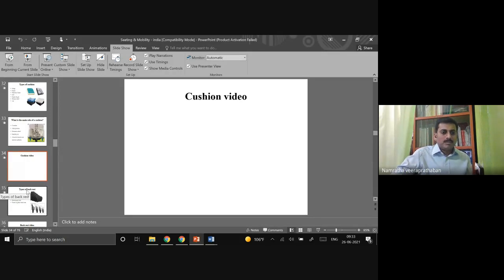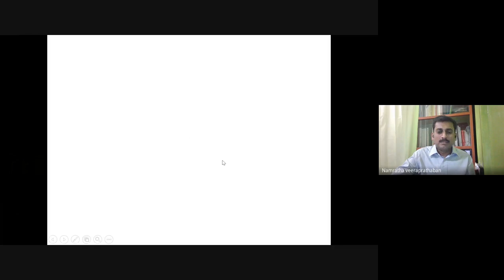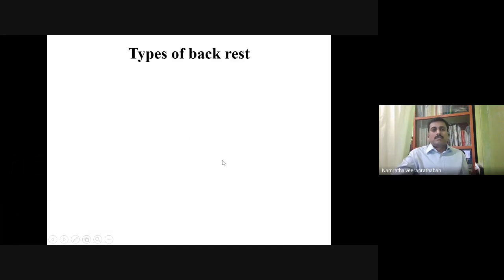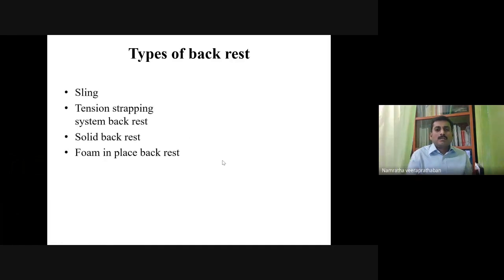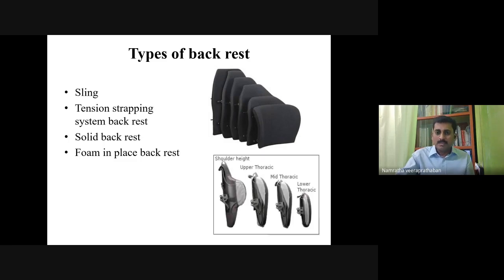Now, let's go to types of backrest. We have seen the cushions. Now we'll go to types of backrest. So like the cushion, we have types of backrest also. There is a sling backrest, there is a tension strapping system backrest, there is a solid backrest, and there is a foam in place backrest. You can see the different series of backrest. It comes with different contour shapes.